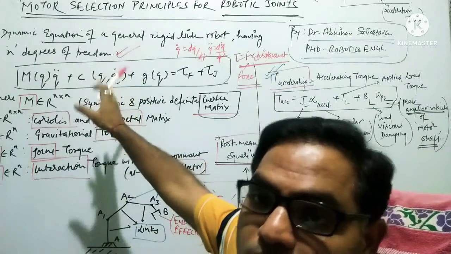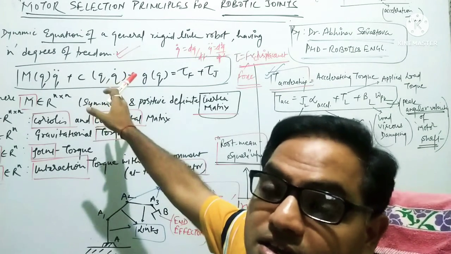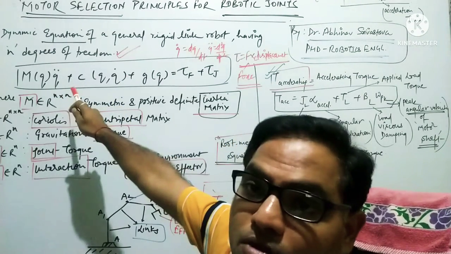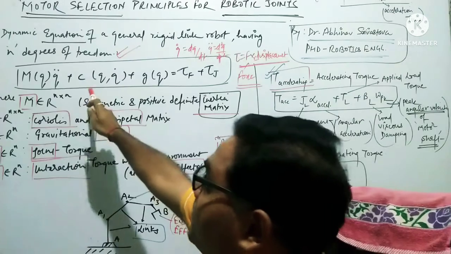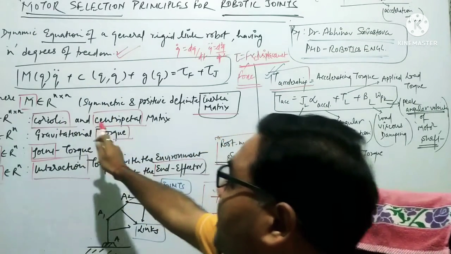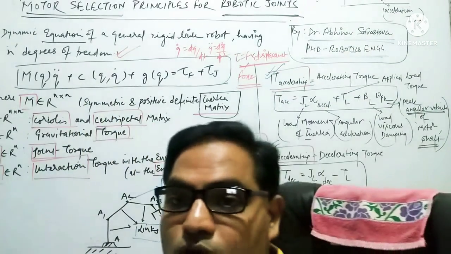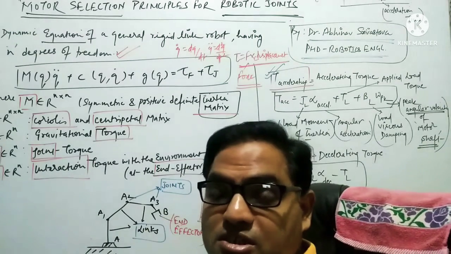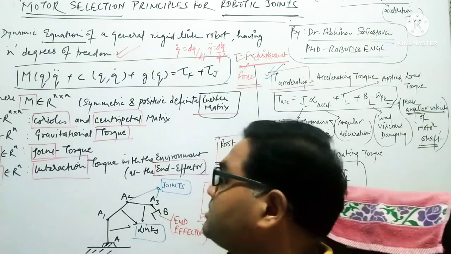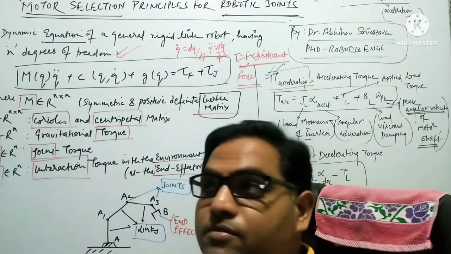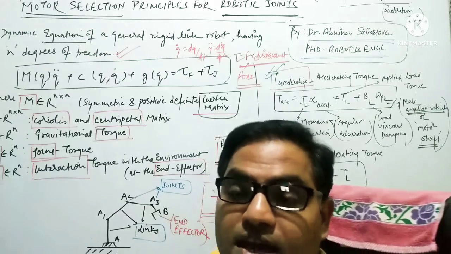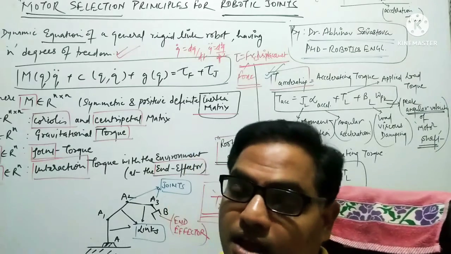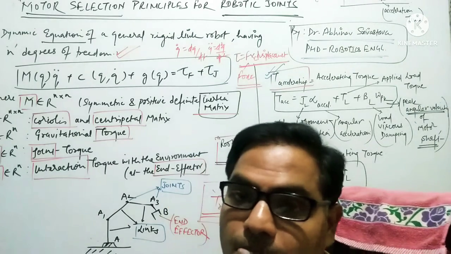What are the constituents of the dynamic equation of a rigid joint robot? M(q) q double dot, where q double dot signifies the joint acceleration, plus C. What is C? C is the Coriolis and centripetal matrix. What are Coriolis and centripetal? You have studied this in your previous semesters, in the form of Coriolis acceleration as well as centripetal acceleration. I can give a very slight introduction to that.